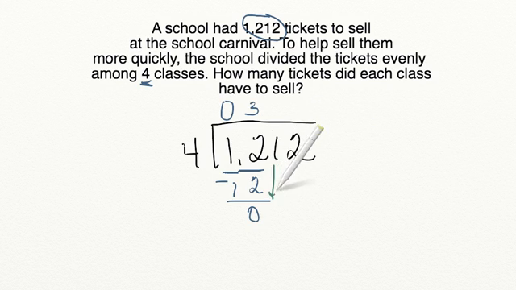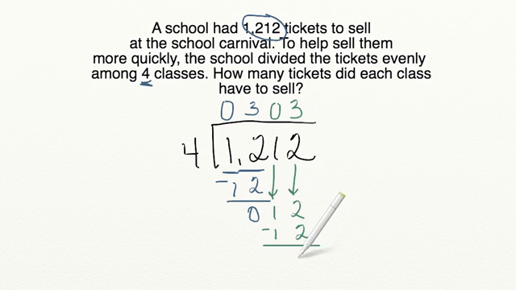How many times can 4 go into 1? Well, 4 is greater than 1, so again I need to put a 0 as a placeholder above my tens place and move over to my next place value. 4 can go into 12 3 times. 4 times 3 equals 12, and 12 minus 12 equals 0. Since I don't have any more place values to bring down, that means I have a remainder of 0. So each class needs to sell 303 tickets.